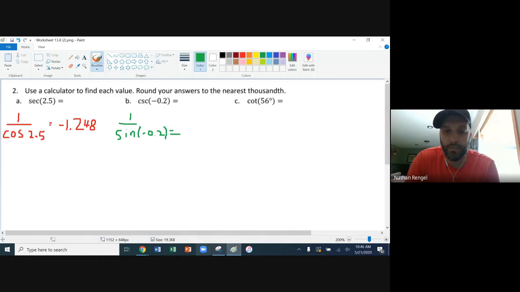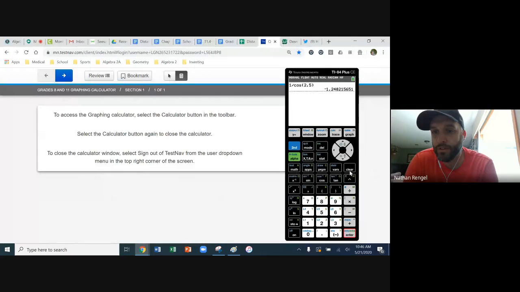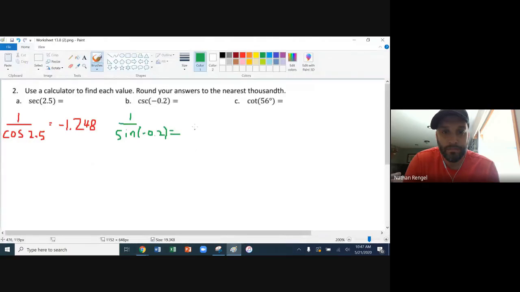And again, head back to our calculator. This time I'm going to show you a different way. You can use your fraction button, alpha y equals. Put a 1 up in the numerator, and then you can put a sine of negative 0.2 down in your denominator, and you'll get your cosecant calculated. So negative 5.033. And that's the nearest thousandth. So we go tenths, hundredths, thousandths. So there's your cosecant.